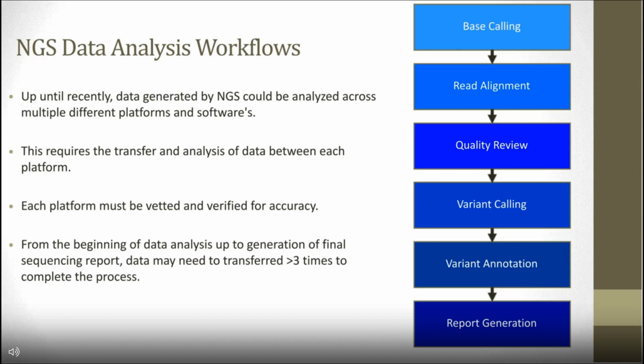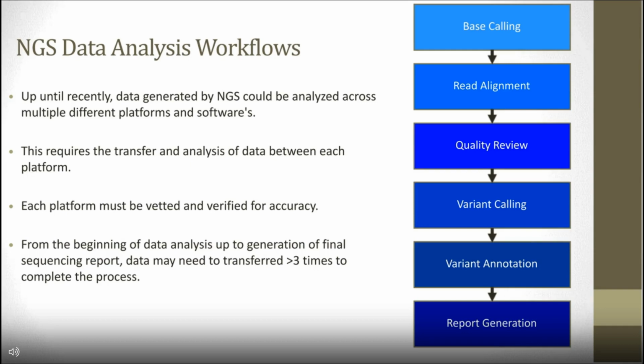Additionally, when you're working across multiple platforms, each of those must be vetted and verified for their accuracy. So going between each one, verifying that the data transfer was appropriate, that the variants that were identified in one are carrying over to another, and that the content is correct. And so as mentioned, from the beginning of data analysis in our laboratory, where that would begin with base calling, read alignment, all the way up to report generation, this data could have been transferred up to 3 or more times just to get to that final report. And so this has been a bottleneck for us historically in our laboratory: once we generate that data, how do we get that to the final report?